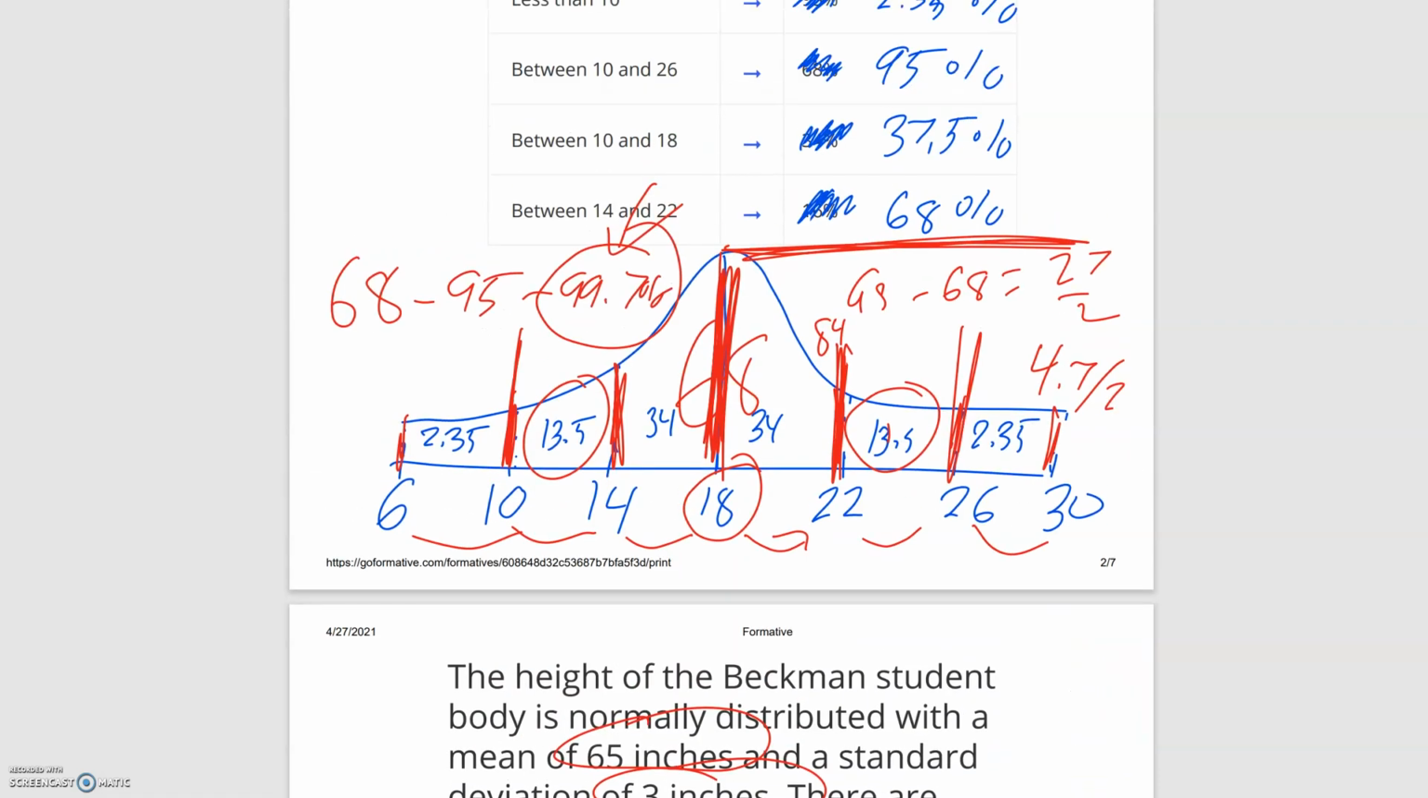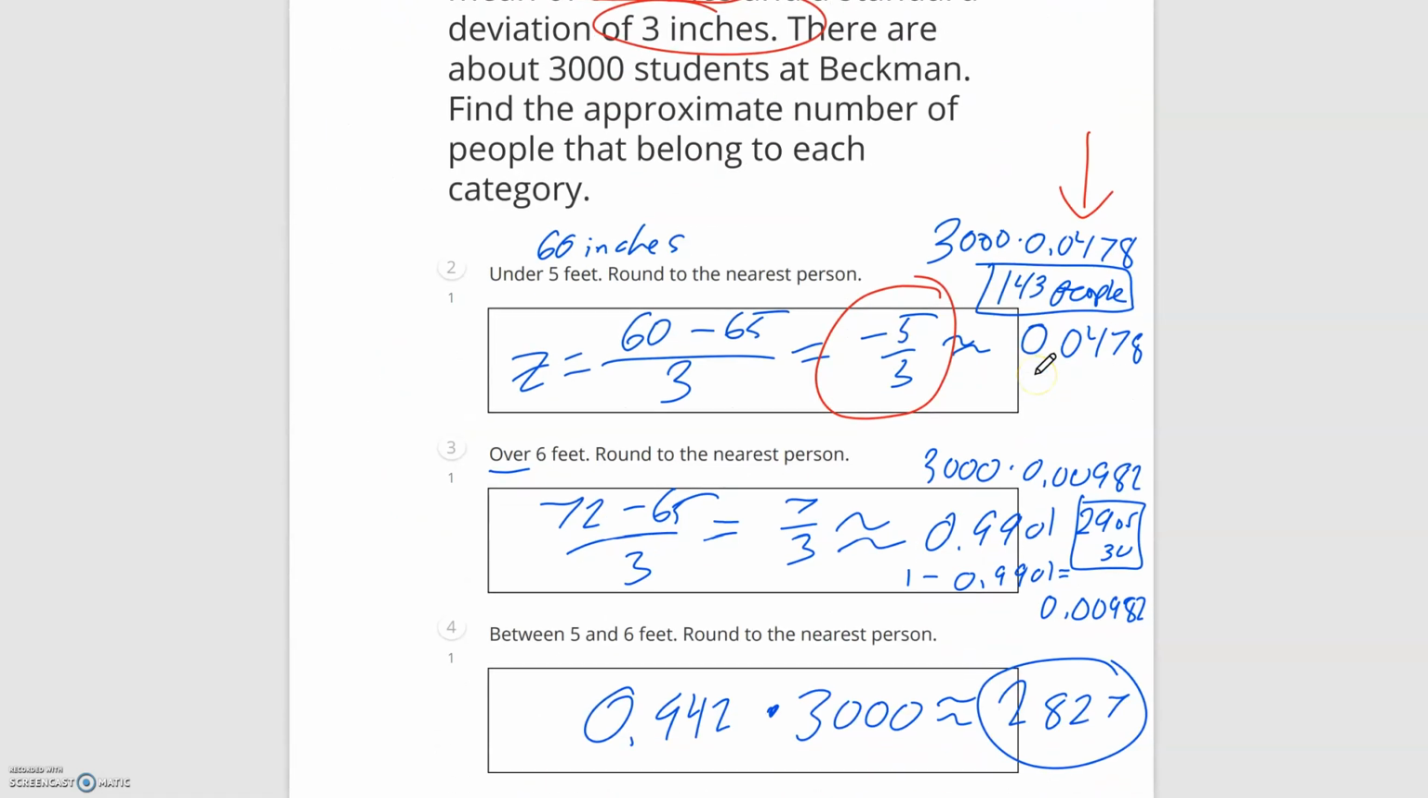And again, it's not terribly hard to find it on the z-score table. I think this is what, -1.66. So you can go 1.66 or 1.67. Either way is fine. But then using the z-score table, you would find that a percentage. And then to round to the nearest person, again, if there's 3,000 people and there's only 4.78% who are under 5 feet based off of that data, therefore you'd get 143.